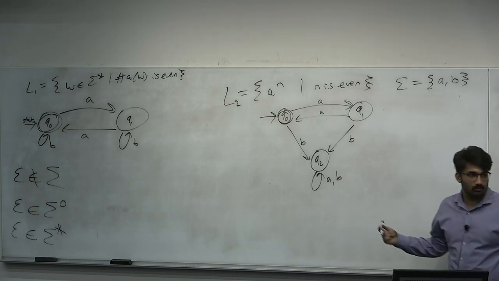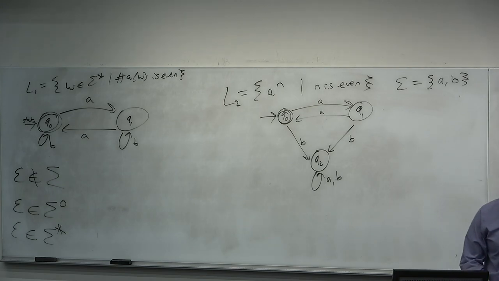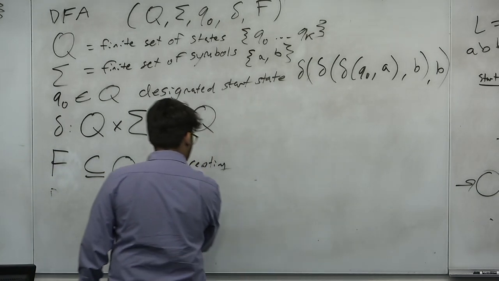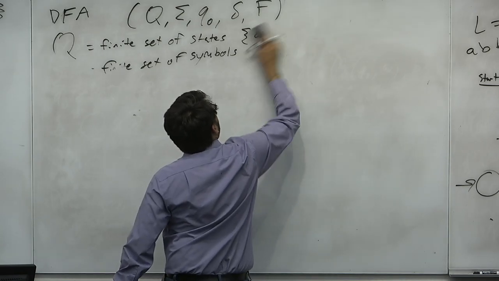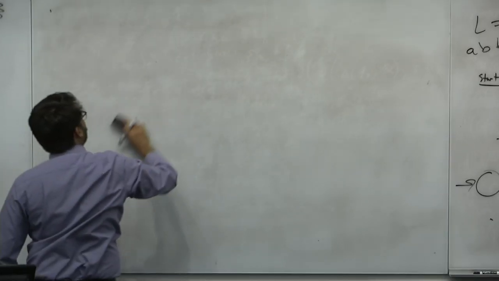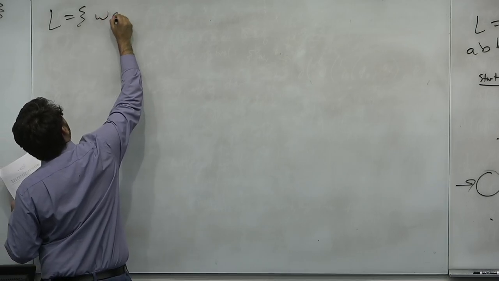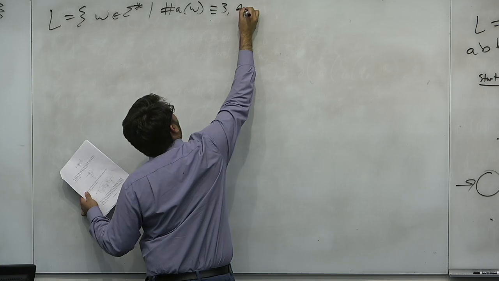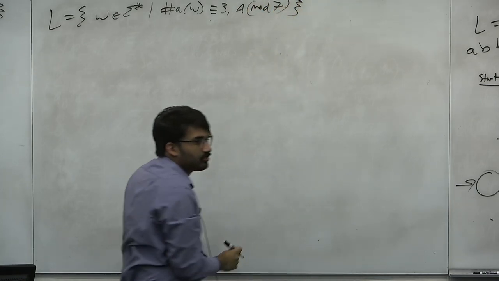So, question on this one? Kind of an easy warm up so far, right? You guys could probably do a couple of these. All right, let's do a slightly more challenging one. Let L be the set of W in sigma star such that the number of A's in W is congruent to 3 or 4 mod 7. Take 30 seconds on that one.